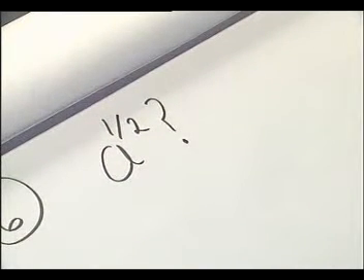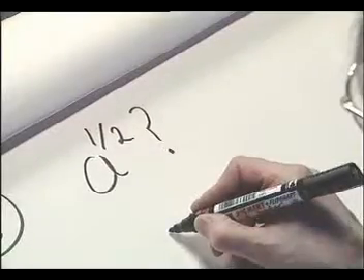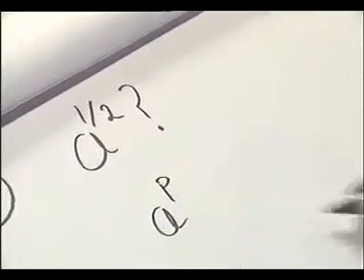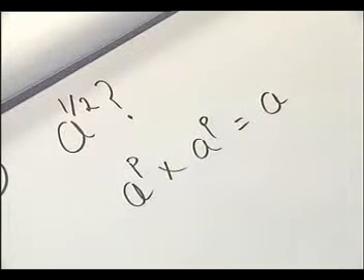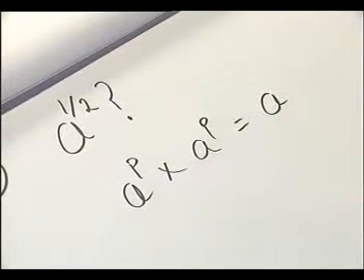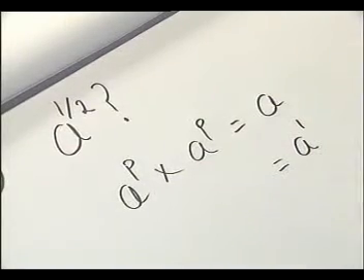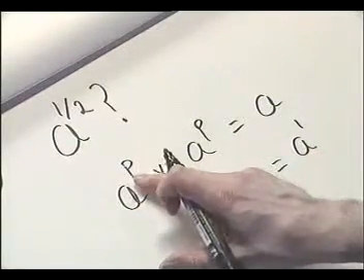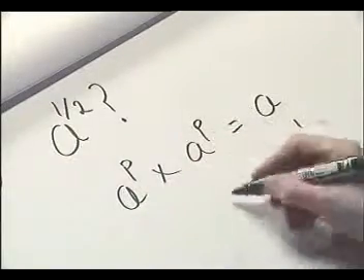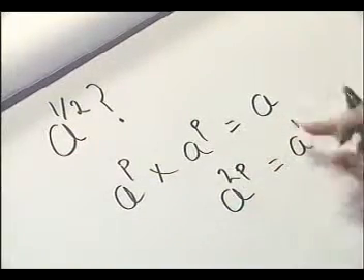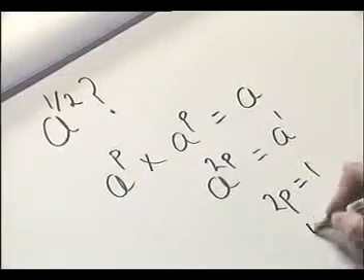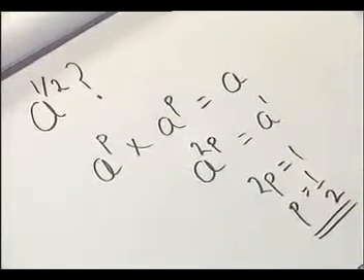What's that mean? So far we've been working with integers and with negative numbers. But what about a to the power 1/2? Well, supposing we had a to the p and we multiplied it by a to the p, and the answer we got was just a. Just a, that's a to the power 1. And a to the p times a to the p, using our rule, would be a to the 2p. So 2p must be the same as 1. In other words, p is 1/2.